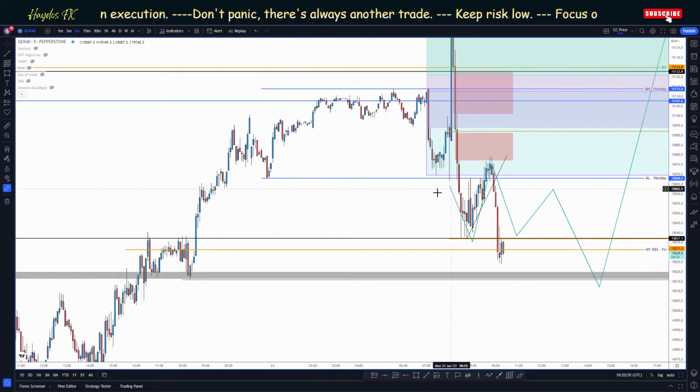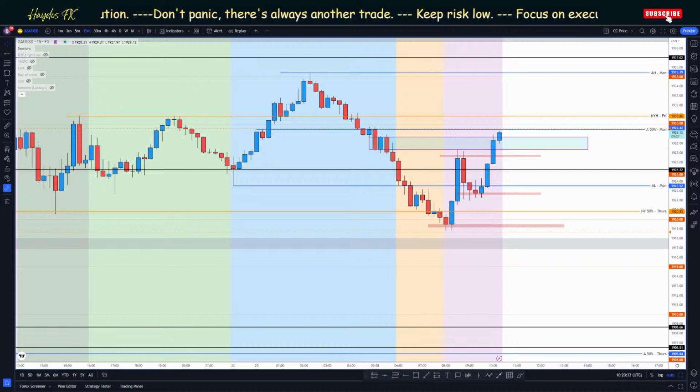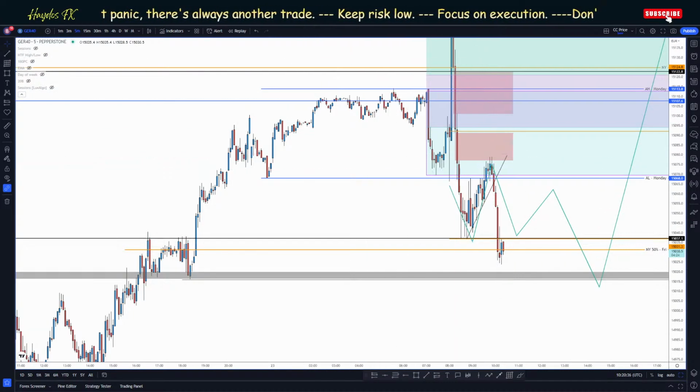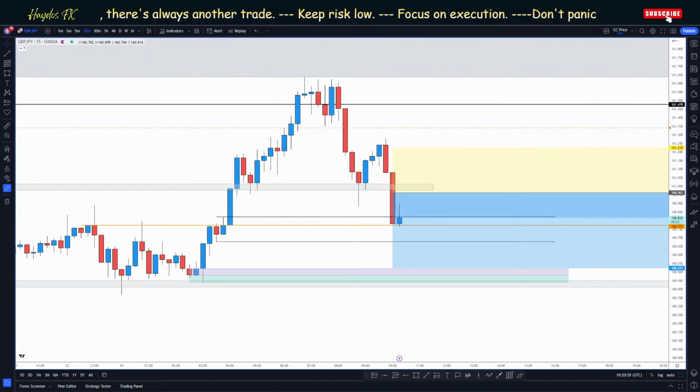Gold's approaching 1930. Yep. That little alarm's going to go off. It's going to be loud again. Yeah, I shut that trade down. 76 pip win. Beautiful. Nice. Well done. Great work.